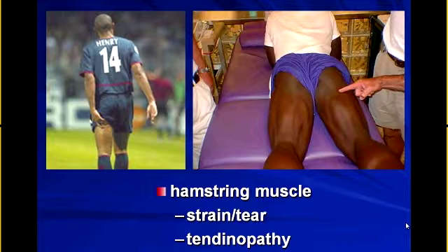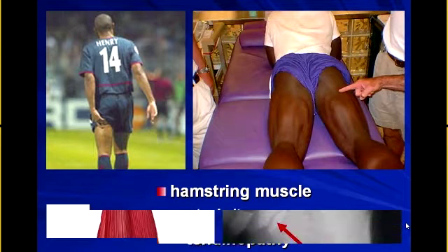A tendinopathy is going to look very much like a hamstring strain, the only difference being that tendinopathy tends to affect the musculotendinous junction. It tends to be more microtrauma, so repetitive overuse, whereas a strain can be microtrauma, repetitive overuse, or it can also be macrotrauma, so an acute tear. But the treatment is very similar for both.